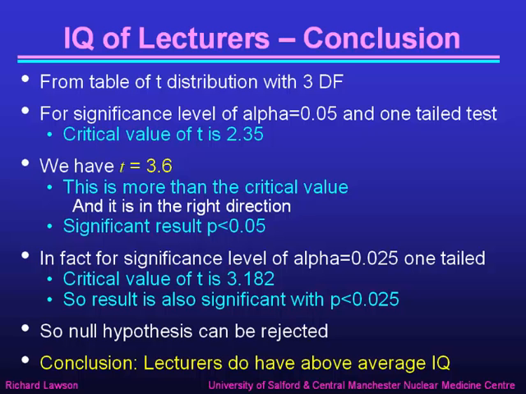So we can reject the null hypothesis in this case, and we conclude that after all, lecturers do have above average IQ if we use this test where we estimated the standard deviation rather than assuming the population standard deviation. So depending how you look at it, either lecturers do have above average IQ or maybe they don't. So that's the end of the fourth part of this lecture on comparing means.